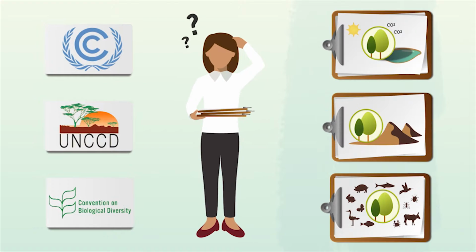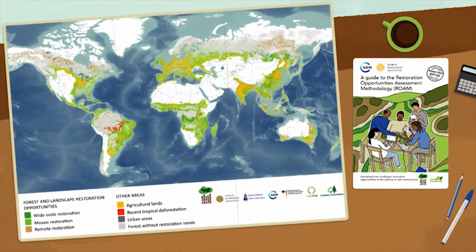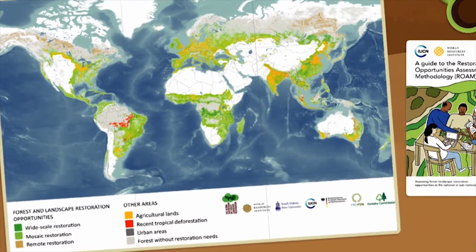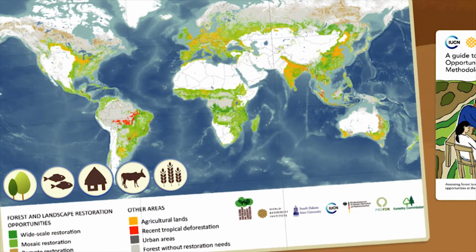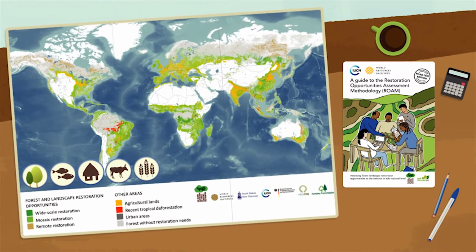Restoring degraded and deforested lands may be one way to meet these seemingly competing needs. Across the planet, more than 2 billion hectares of degraded land offer little for humans or nature. We can bring health and productivity back to these lands and prepare for the needs of the future. But where to start and how to proceed?